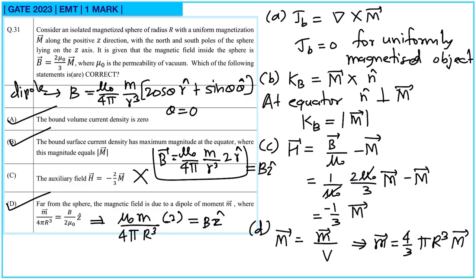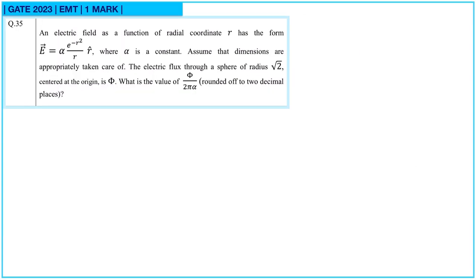Next question. Question number 35. An electric field as a function of radial coordinate r has the form E bar is equal to alpha e raised to minus r square upon r into r cap, where alpha is a constant. Assume that dimensions are appropriately taken care of. The electric flux through the sphere of radius root 2 centered at the origin is phi. What is the value of phi upon 2 pi alpha?